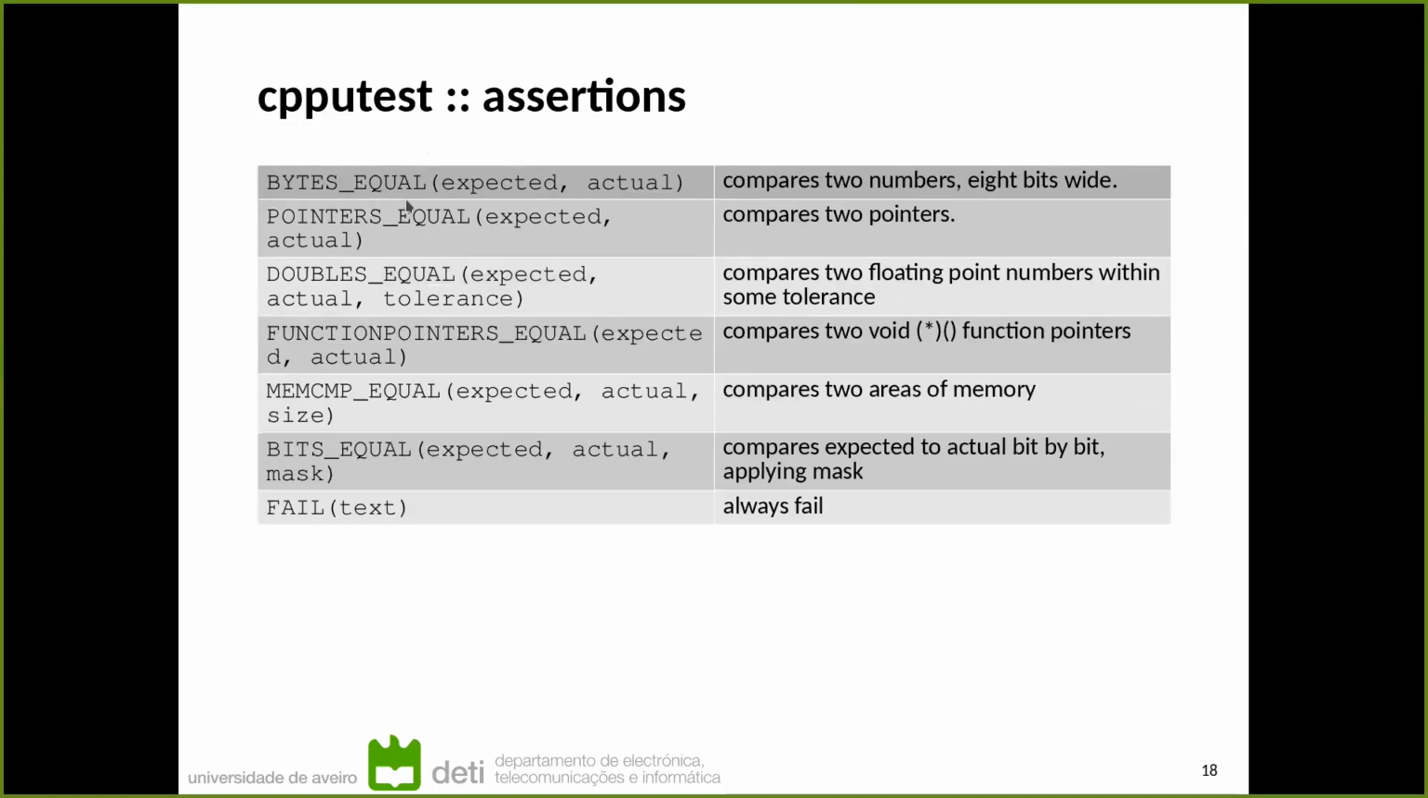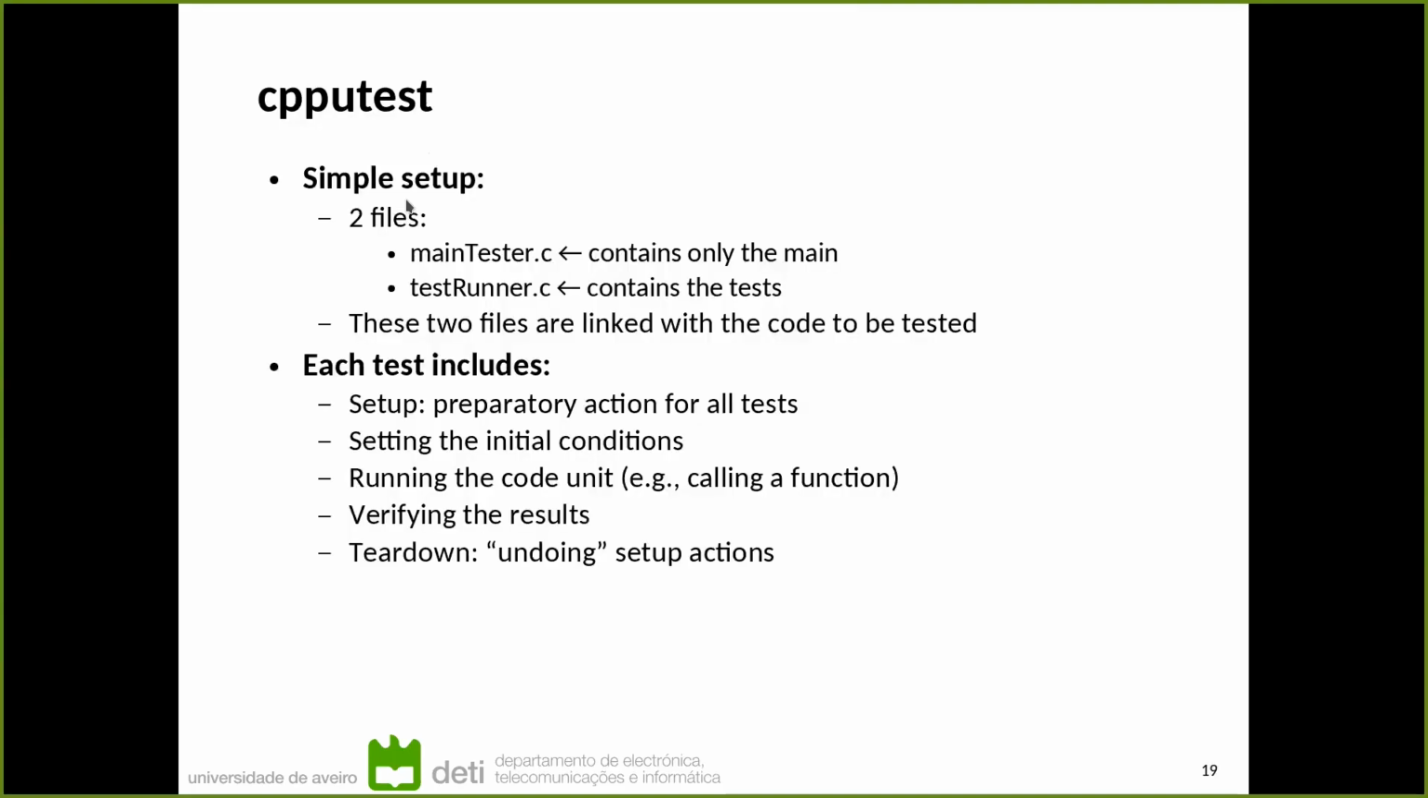So also on the CppUTest site, you have a list of all these assertions. And so things work this way. Why is CppUTest used? Because it's simple to put in practice. You need only two files, which are called main tester, and another which is called the test runner.